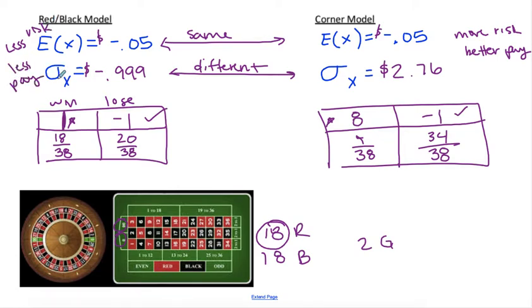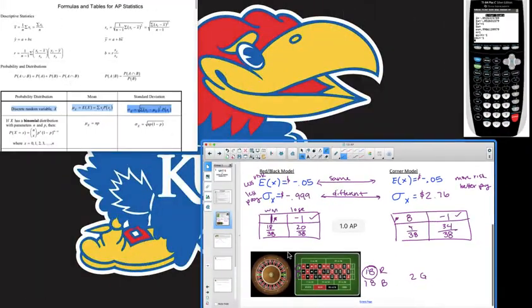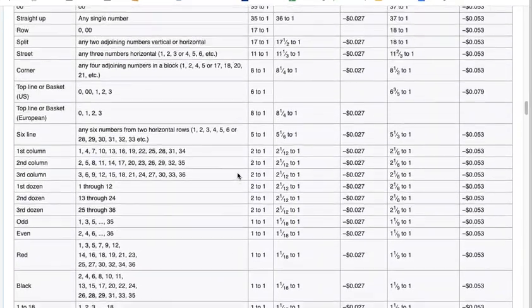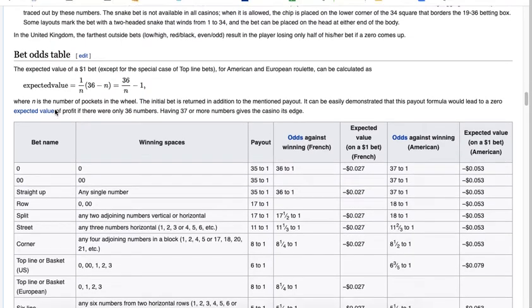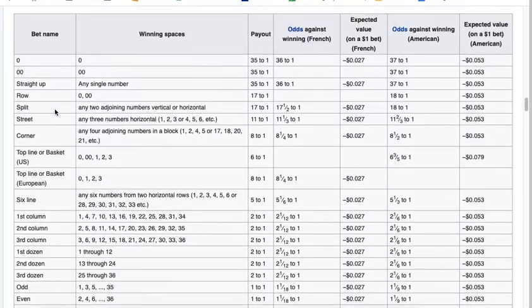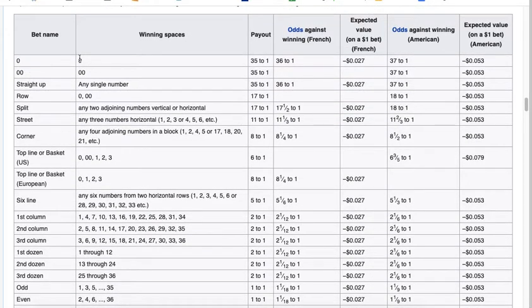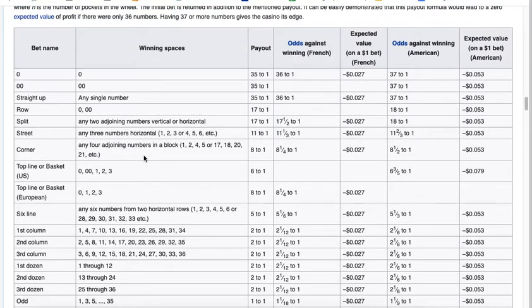And so again, there's lots of different bets you can make. If you look at this table here, this is just the bet and odds table for any roulette value. If we wanted to bet on 0, there's only one place you can win, 35 to 1. So if you bet $1, you would lose your $1 or you could gain $35. As you look at that, we would have all these opportunities to look at.